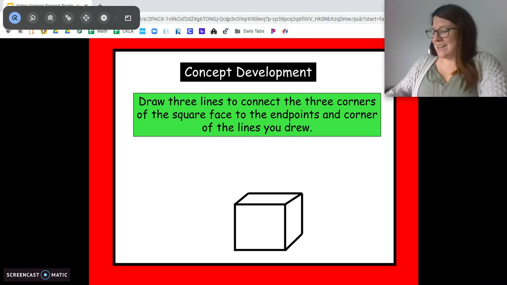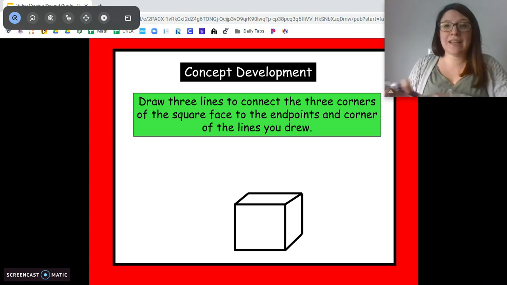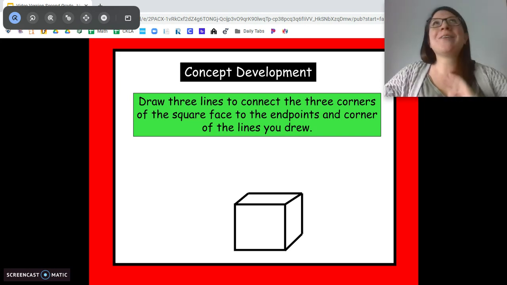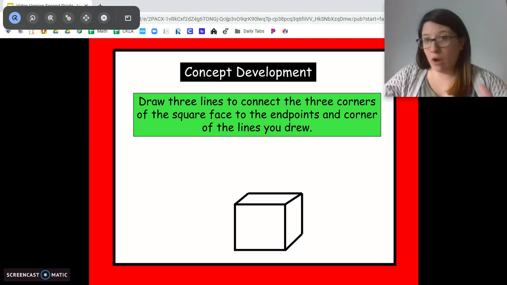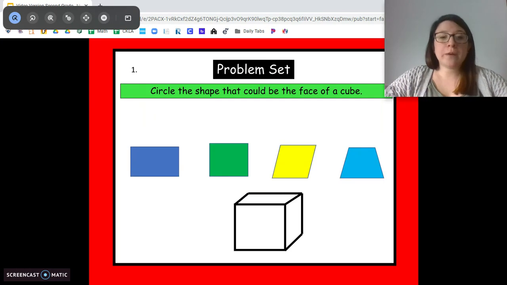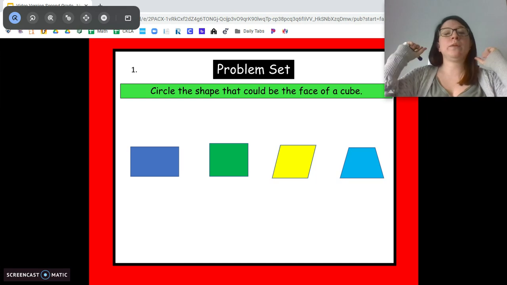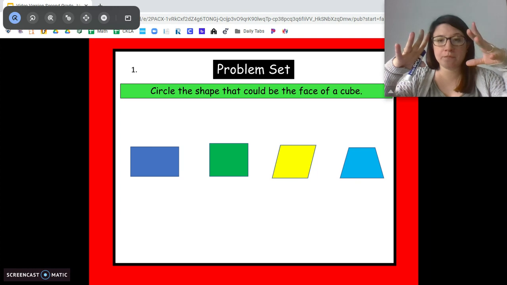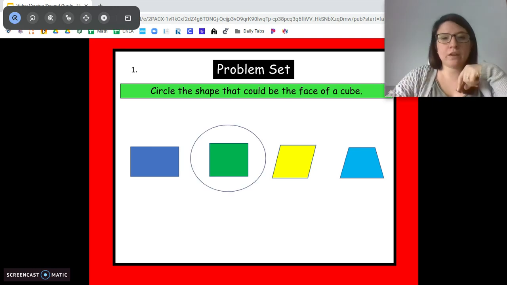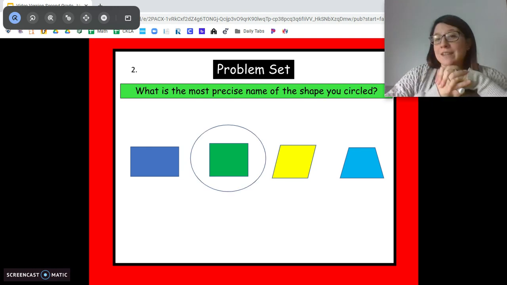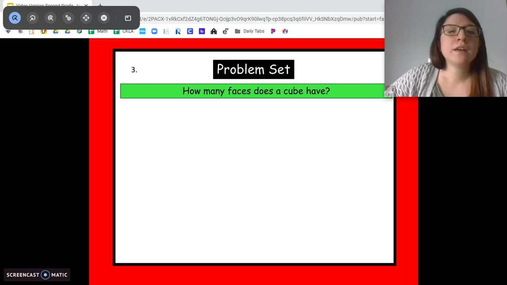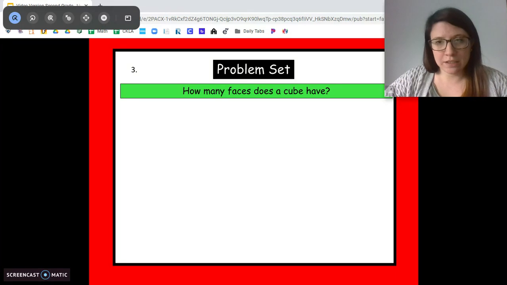Nice job. All right, for your exit ticket today, you're going to answer these questions. I'm going to go over them with you quickly now. They're all about cubes. Your first question says, circle the shape that would be the face of a cube. So think about what we drew first when we were drawing our cube. What shape did we draw? A square. Good. What's the name of the shape we circled? A square. Awesome.